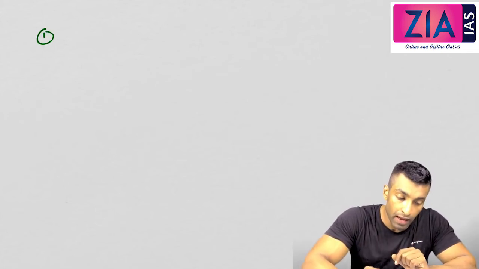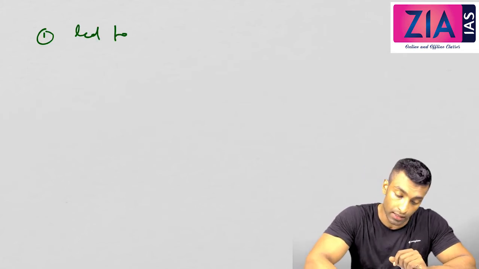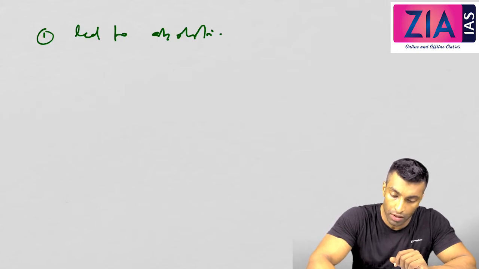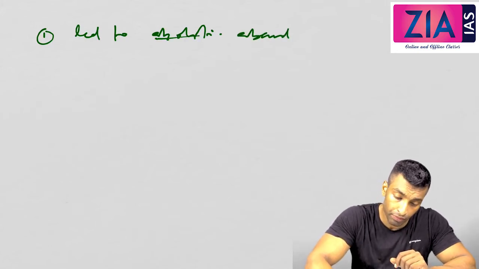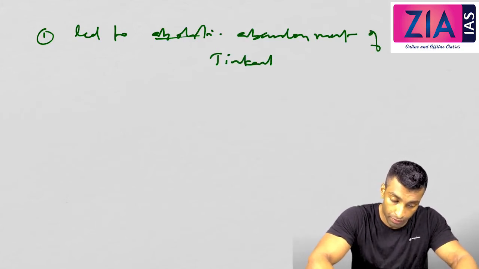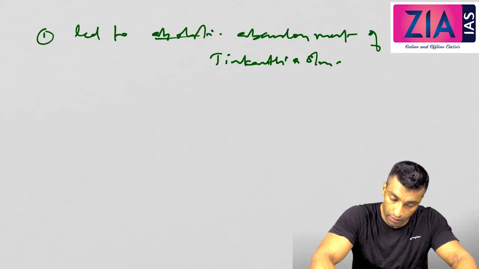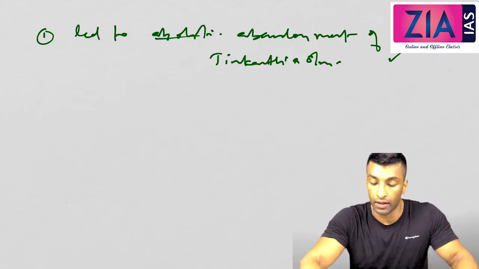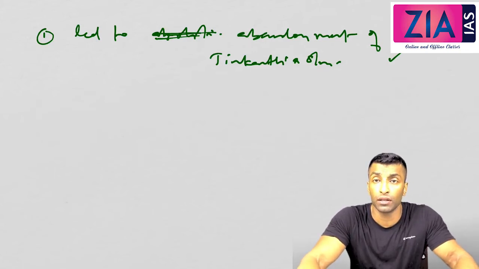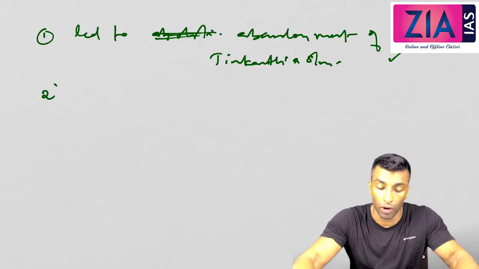But in prelims, specific questions can be asked. The question will be, which among the following statements is correct with respect to Champaran Satyagraha? Let me give you the first statement. It led to abolition or abandonment of the Tin Kathia System. Yes, it is correct. It led to abandonment of the Tin Kathia System because after the committee recommendation, the Tin Kathia System was abolished.